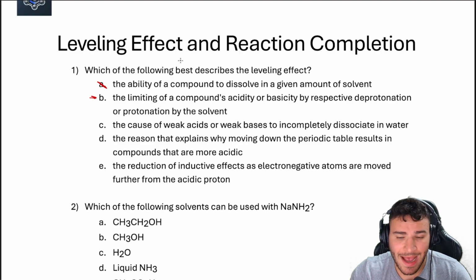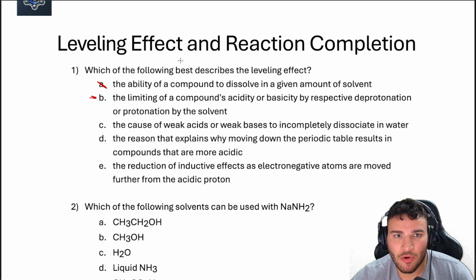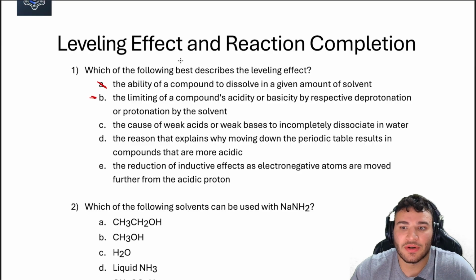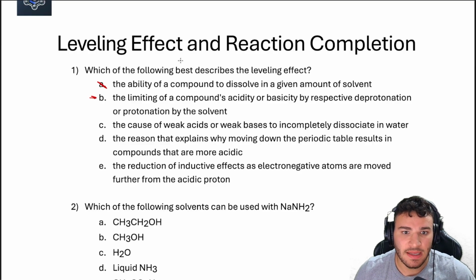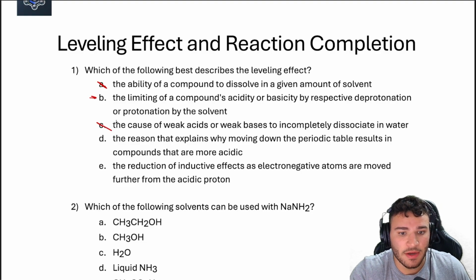C says the cause of weak acids or weak bases to incompletely dissociate in water. Now, is this answer choice untrue in theory? No, weak acids and weak bases don't completely dissociate in water. That's true. The problem is that it has nothing to do with the leveling effect, right? It doesn't describe anything regarding the leveling effect about solvents. Weak acids and weak bases don't completely dissociate in water because of their own properties, right? They're not able to gain the amount of electrons that are needed to let go of the proton, and some of the principles that we talked about in the REO video.